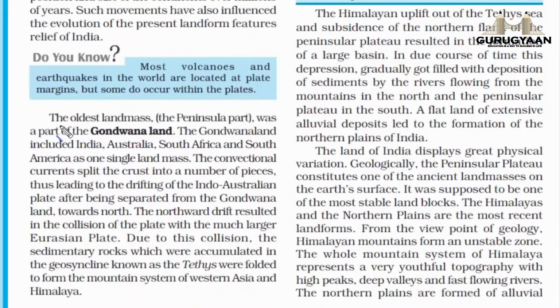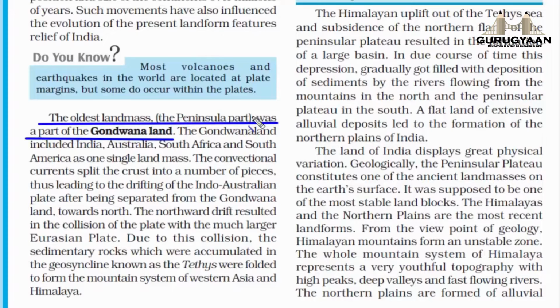The land of India displays great physical variation. The Peninsular Plateau is one of the ancient land masses on the Earth's surface. It was a direct piece of Gondwana land. Let's now read about the Gondwana land. So the peninsular region of India is the oldest landmass. It was a part of the Gondwana land.